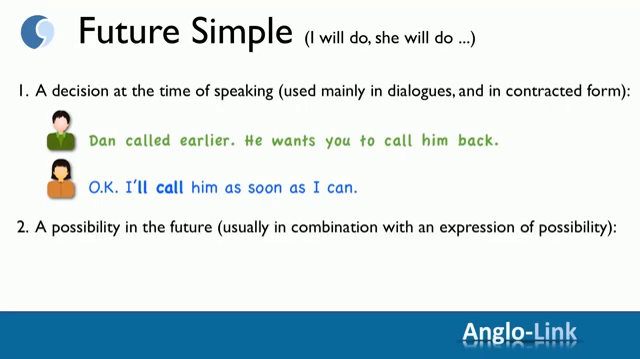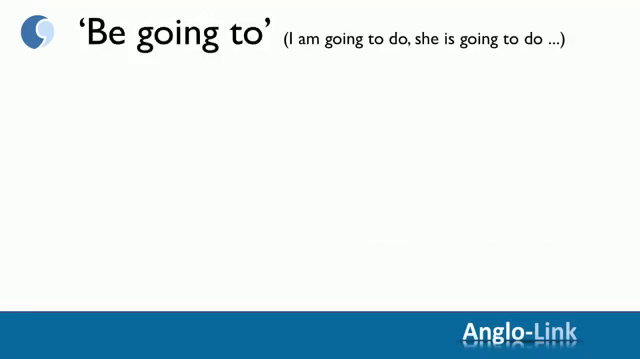The second usage was for a possibility in the future, and usually you need to include an expression of possibility in your sentence. For example, I will probably call him this afternoon. From future simple, we moved on to the going to form. I'm going to do, she's going to do, etc.